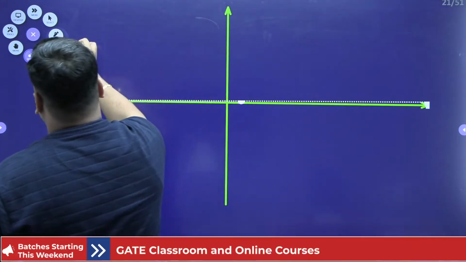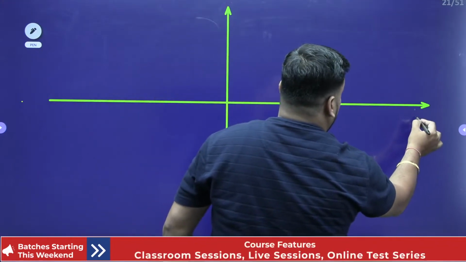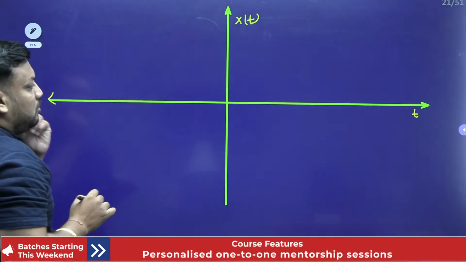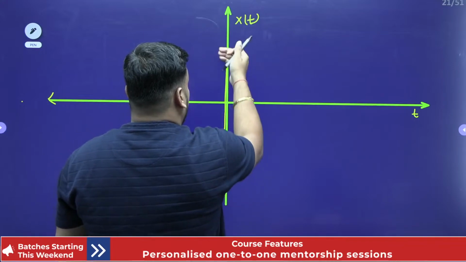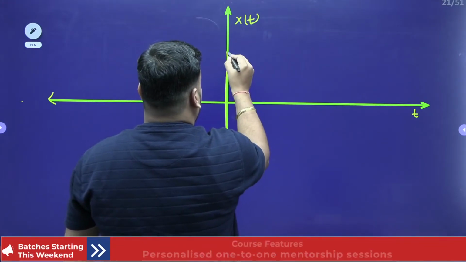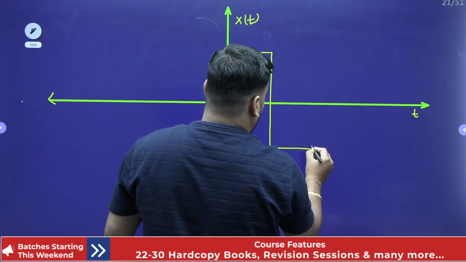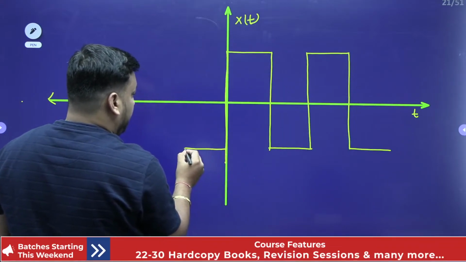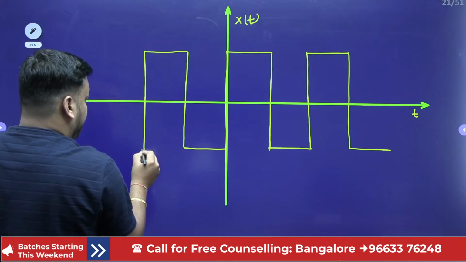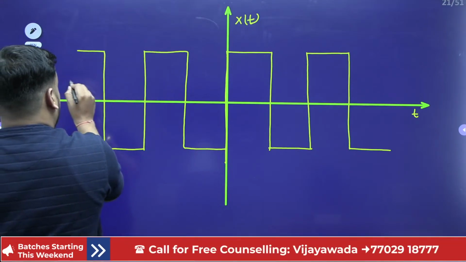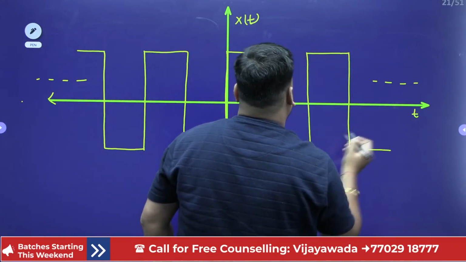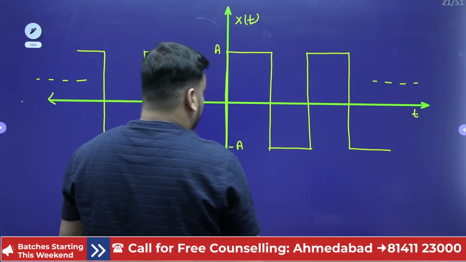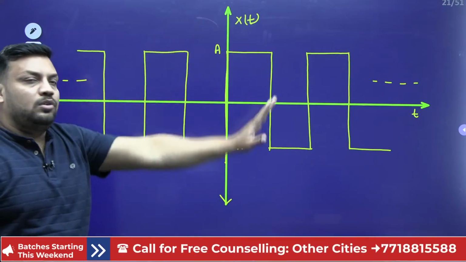So this is my t and this is my x of t. If my signal waveform is just like this, so this is the waveform, this is the amplitude A, this is minus A. Now, my dear students, this is my signal x of t with respect to t.